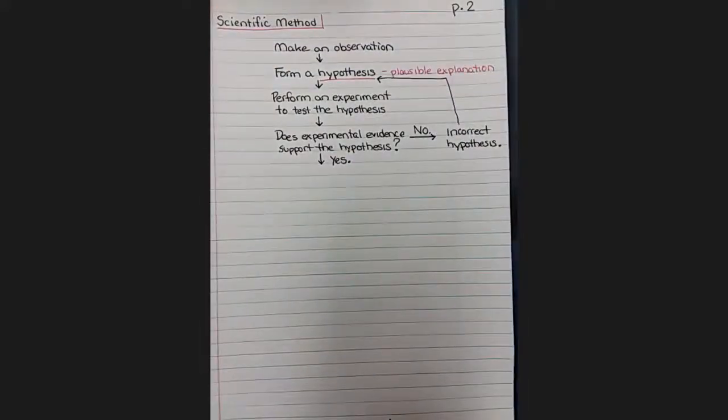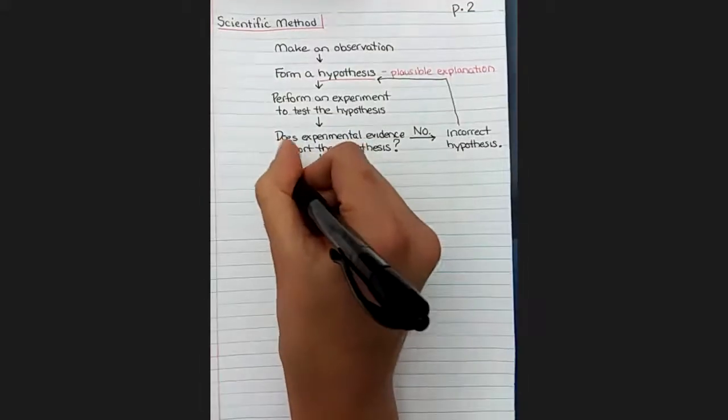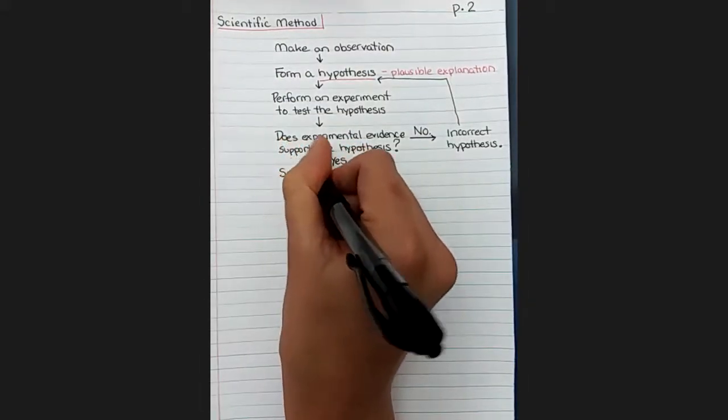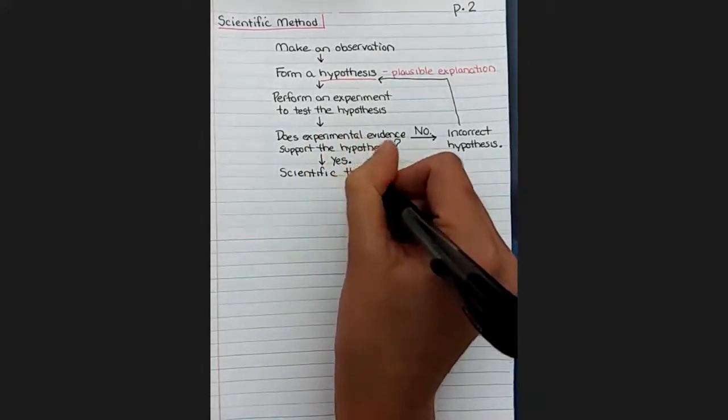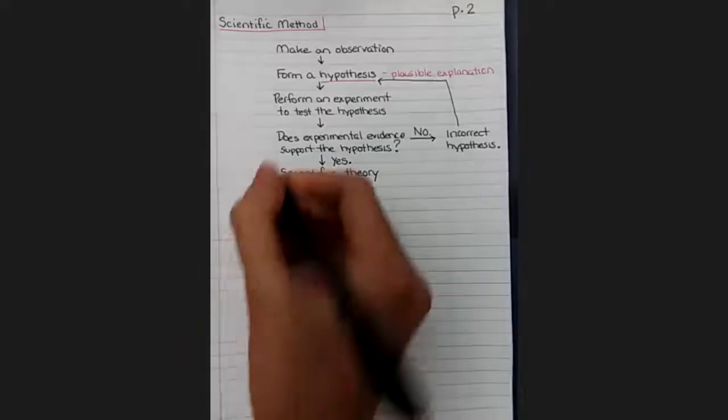So if the evidence you collected does support your hypothesis, and you have lots and lots of evidence that supports it, it can eventually grow up to be big and strong and become what we call a scientific theory.